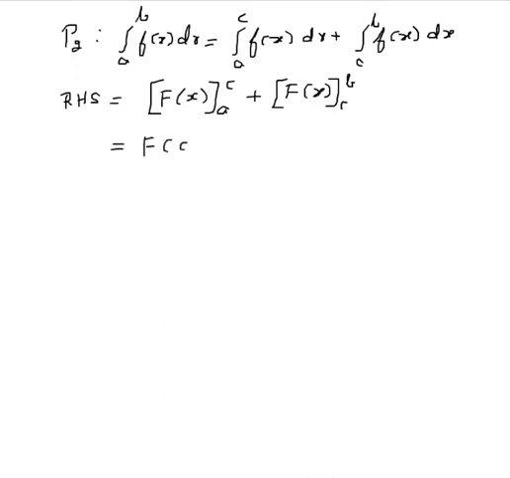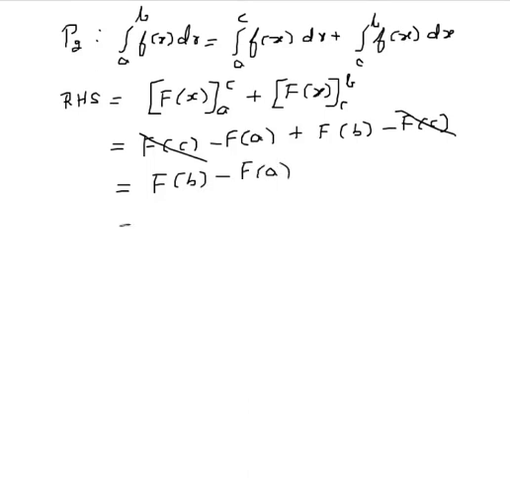Now this is F of c minus F of a plus the second answer will be F of b minus F of c. F of c is getting cancelled and we get F of b minus F of a, which is integral a to b f of x dx, and this is the left hand side.